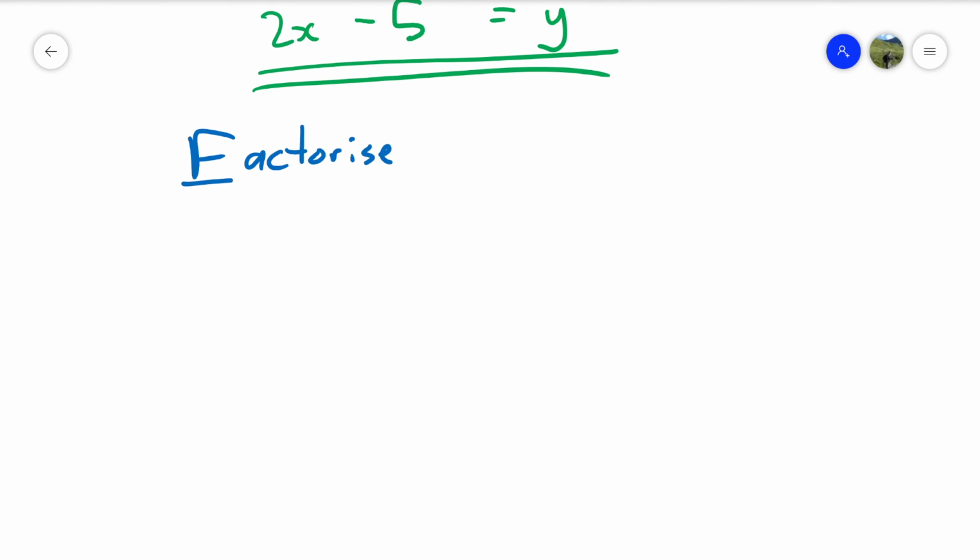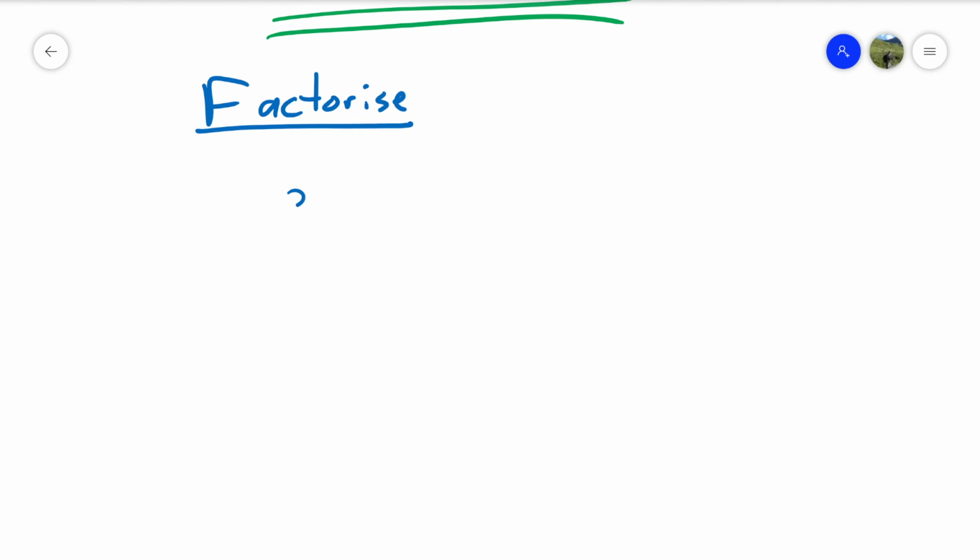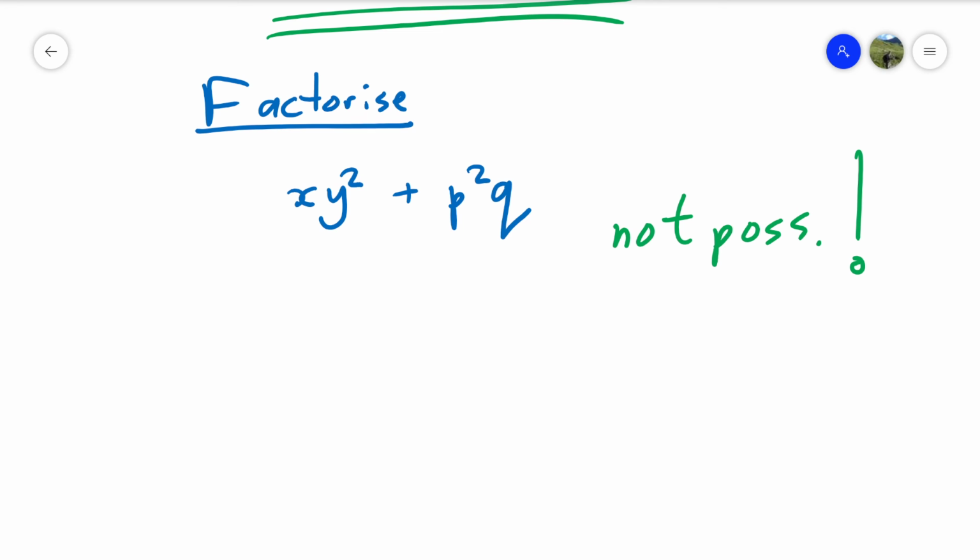Let's do a factorise question. Have a go in your own time. Answer: not possible. You can't factorise it, because look, that's got an x, there's no x's on the other side. This has got a y, there's no y's on the other side. This has got a p, there's no p's on the other side. And that's a q, there's no q's on the other side. So there's nothing in common, we can't factorise it.